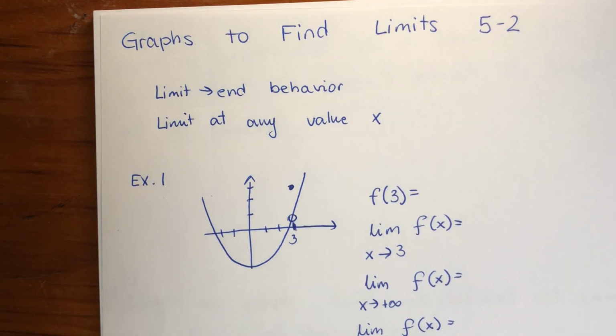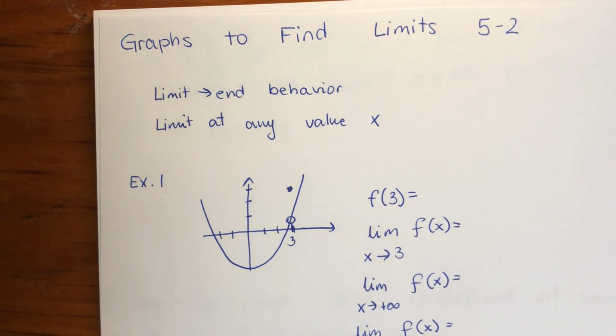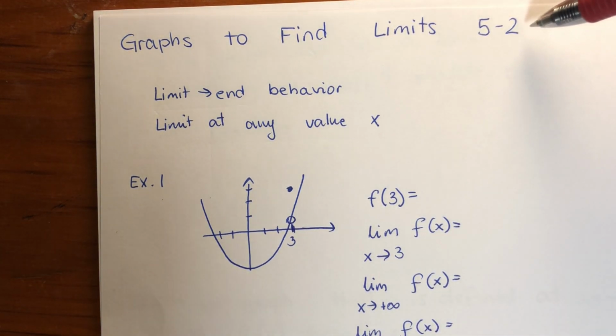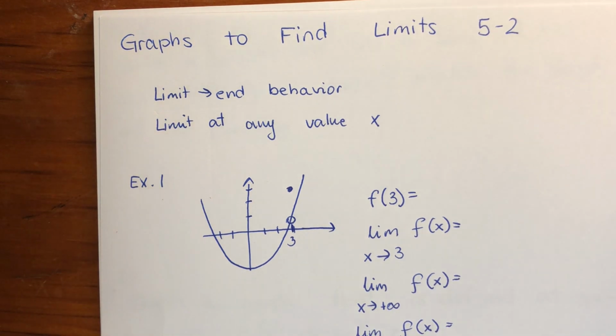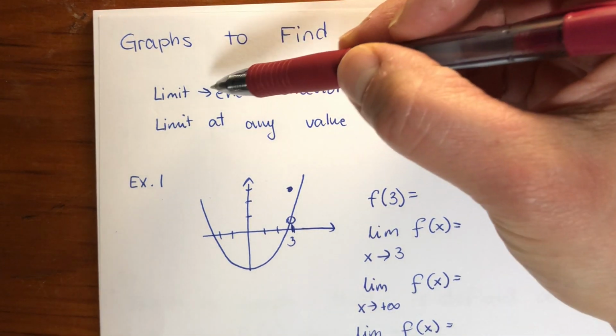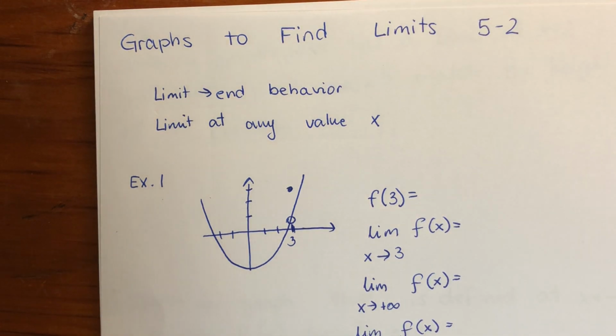All right, guys, next section about the limits. We are going to use the graphs to find the limits today. I call it our section 5.2. And so far we did two things. We looked at the end behavior, and that was mostly for the rational functions. You did this as a homework assignment.